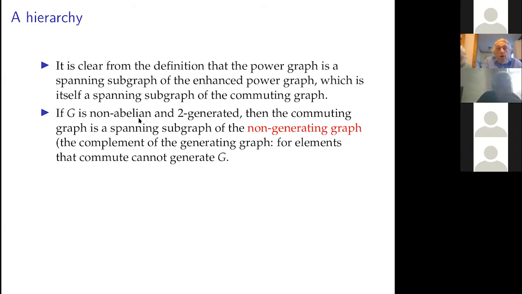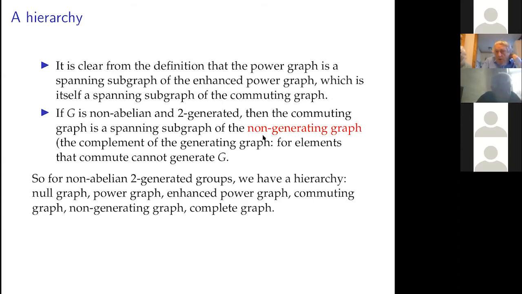Because if G is non-abelian and 2-generated, then 2 elements which commute cannot generate G, and so therefore they're an edge in the non-generating graph. So this extends the hierarchy one step further. So in fact, we can look at the following graphs. We can start right at the bottom with the null graph, then the power graph, the enhanced power graph, the commuting graph, the non-generating graph, and the complete graph.